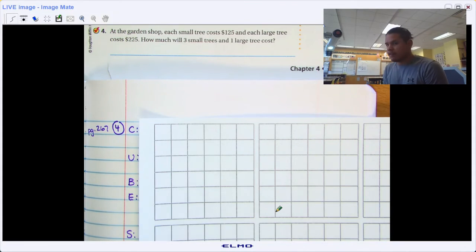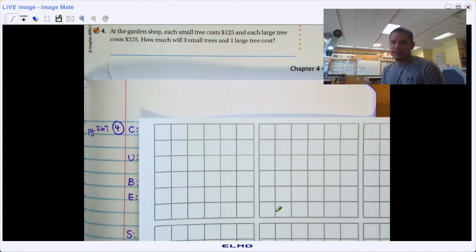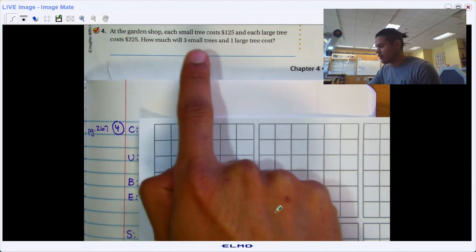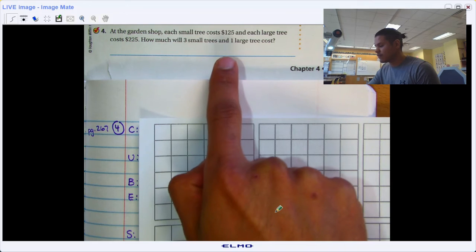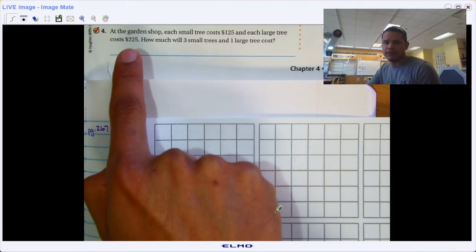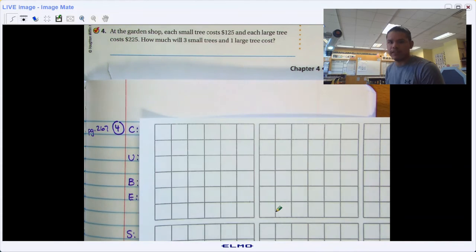All right, let's take a look at another example where I need your help. So I'm on number 4 on page 267. Please follow along as I read. So number 4, at the garden shop, each small tree costs $125, and each large tree costs $225. How much will 3 small trees and 1 large tree cost?